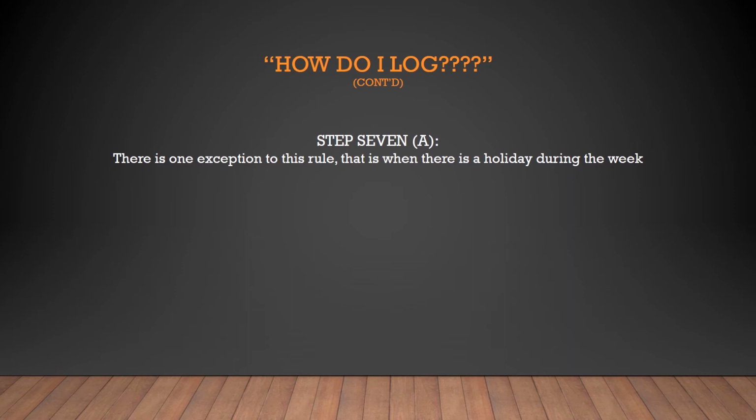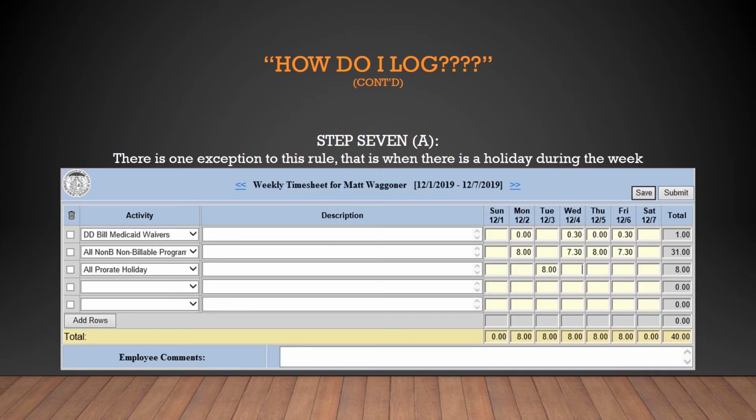So there is one exception to this rule when we're logging, and that's when there's a holiday during the week. You're going to pull your sheet up. I want you to look at the bottom on the activity. You see that all prorate holiday, and you've entered 8 hours. This is the code we use, the quote-unquote billing code we'll use anytime there's a holiday during our regular work week. You always have to account for 40 hours, whether it's billable or not. So if you take a holiday, you want to use the all prorate holiday and account 8 hours.